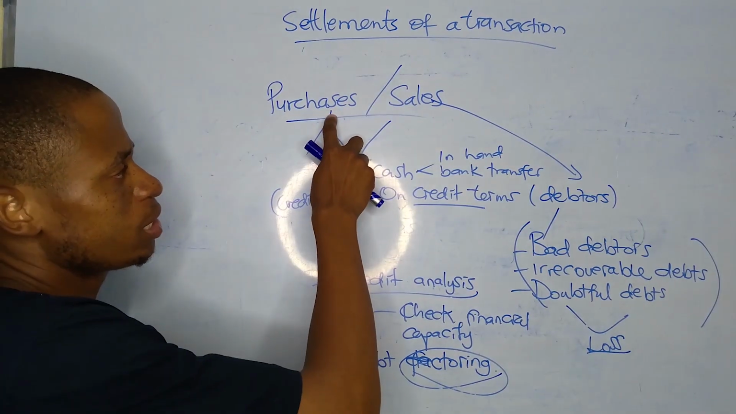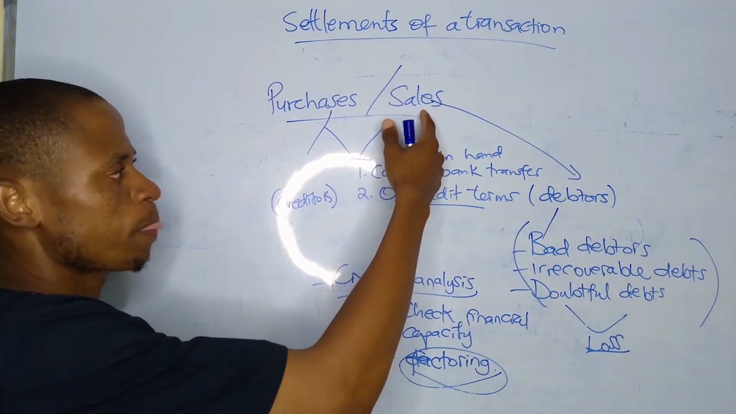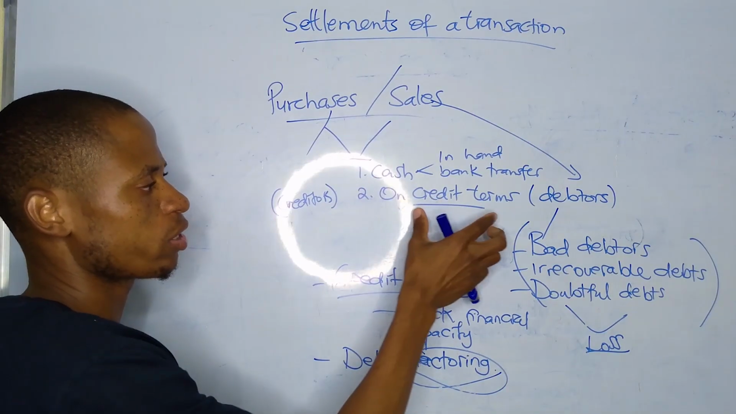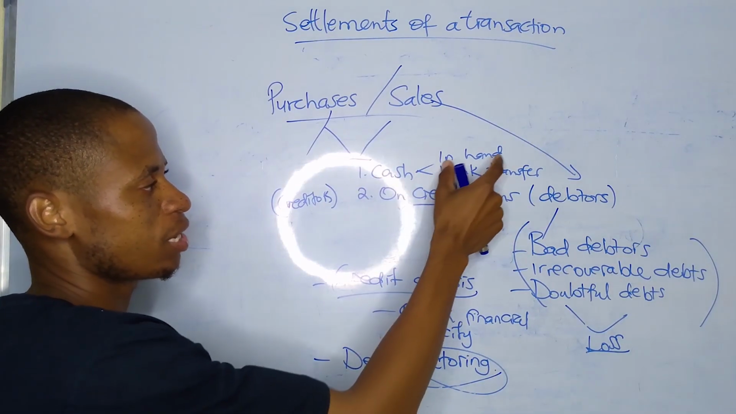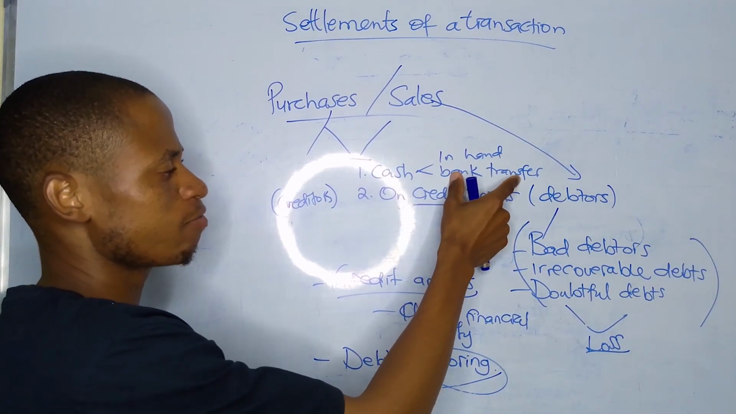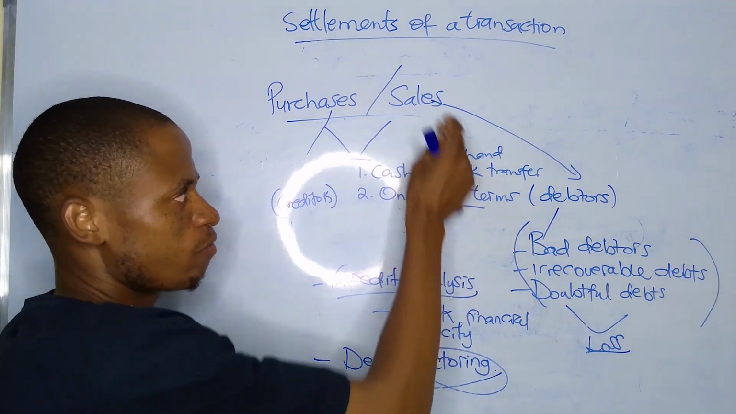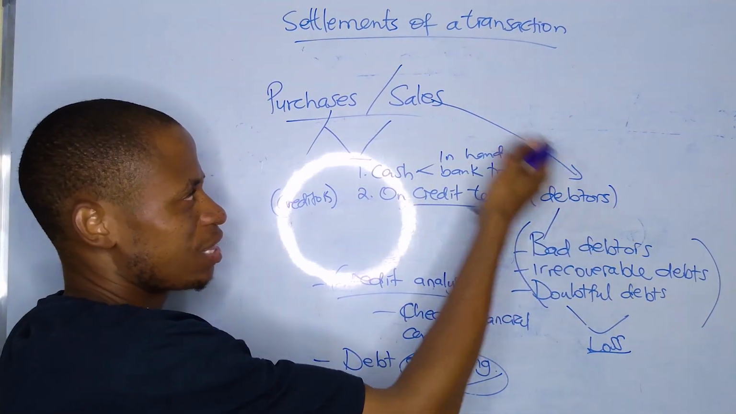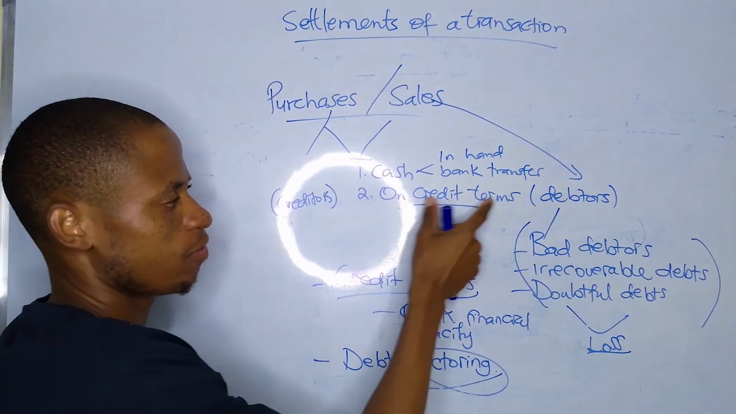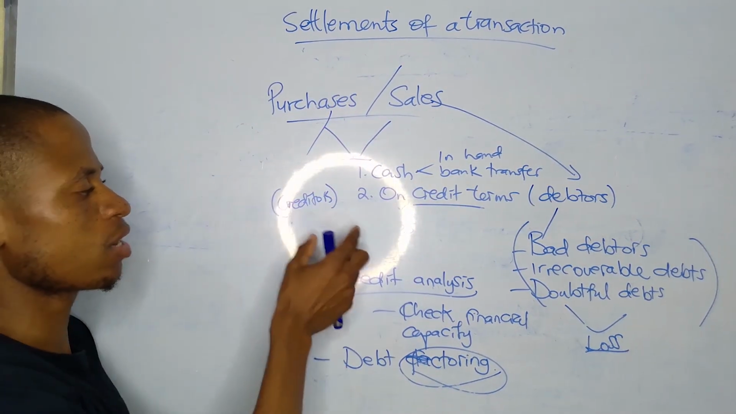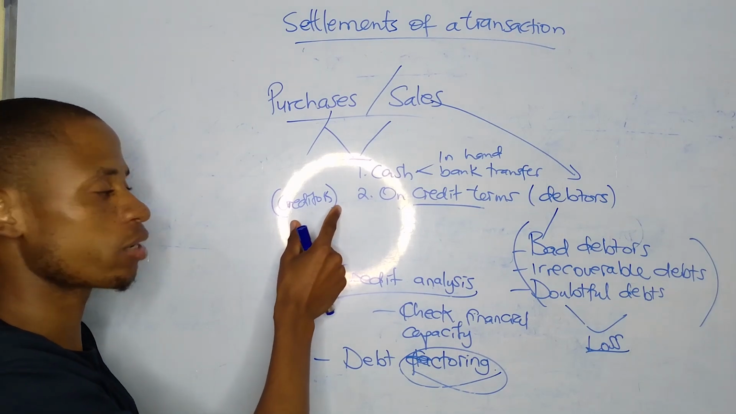In this case, it's a purchase and sales transaction. All sales or purchases can be made on cash or on credit terms. Cash can be cash in hand or through bank transfer, or they can be made through credit terms. So if goods are being sold to customers on credit, they become debtors. And if goods are being purchased from the supplier on credit, they become creditors.